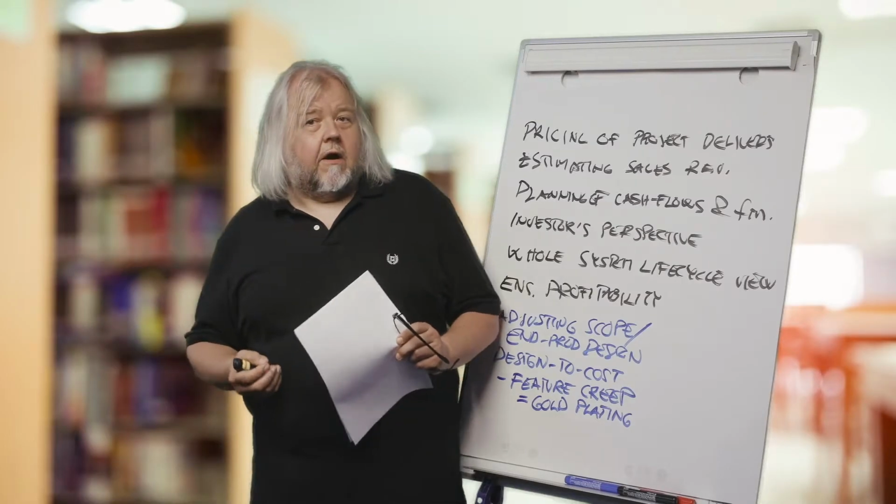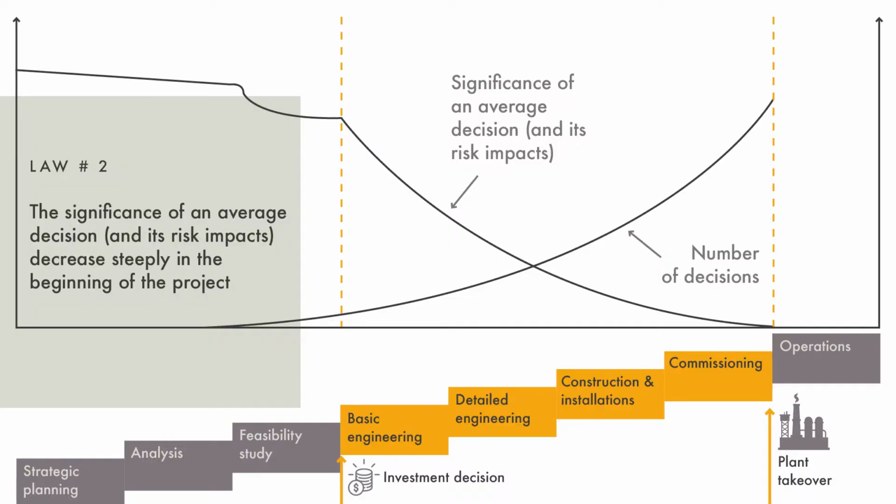Then we have here law number 2, the significance of an average decision and its risk impacts decrease steeply in the beginning of the project.